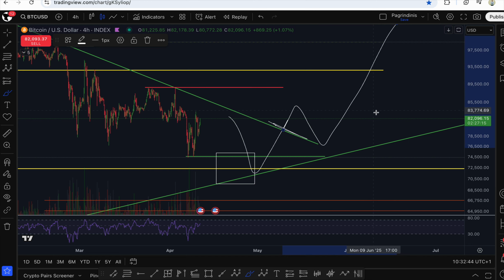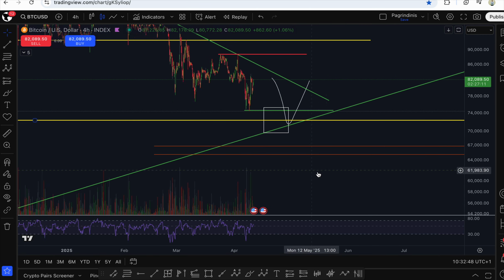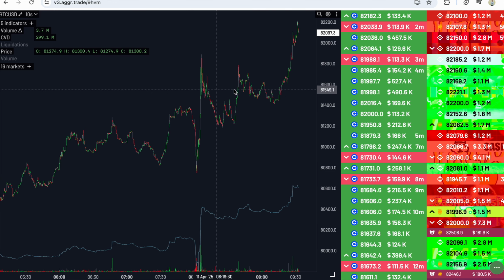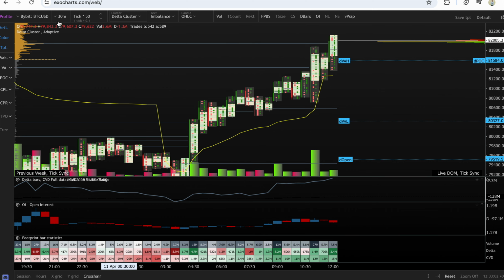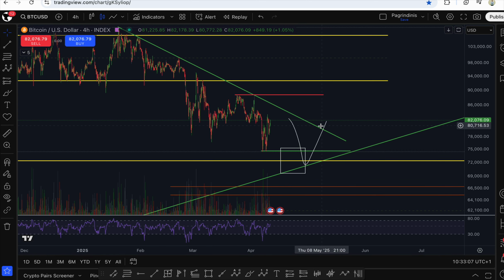Continue to the upside. If we fail, that's it. It's simple as that. We go lower, we go to 63k. We get a dead cat bounce and continue to the downside to 50k, 40k, 34k, 36k. So that's what I'm looking for. This is the plan.